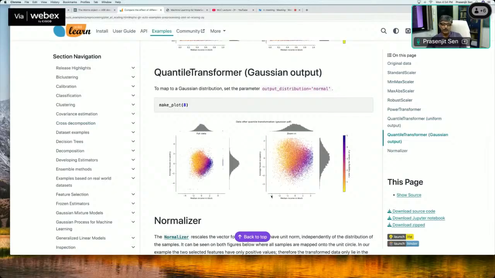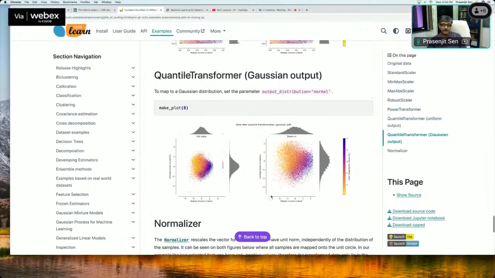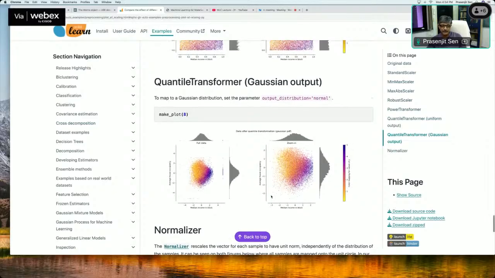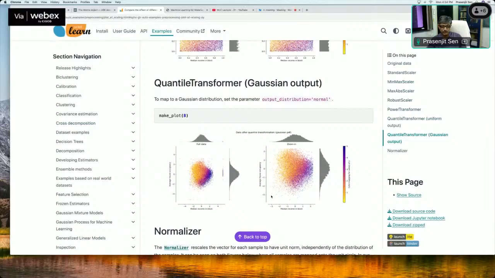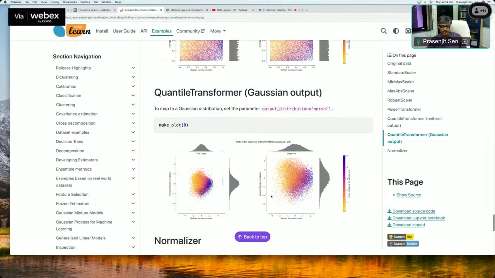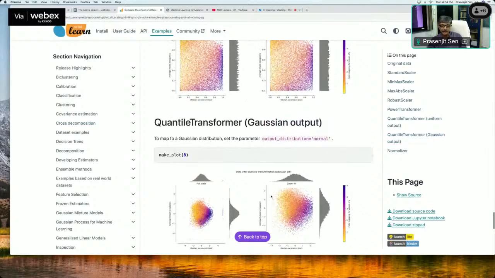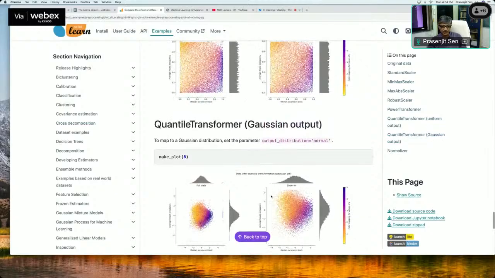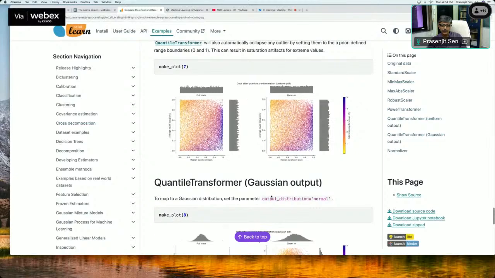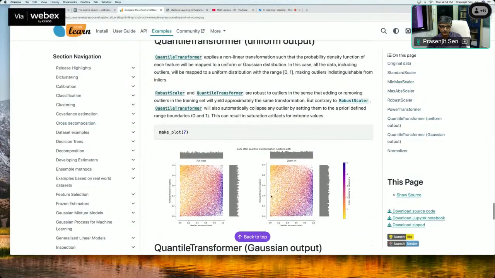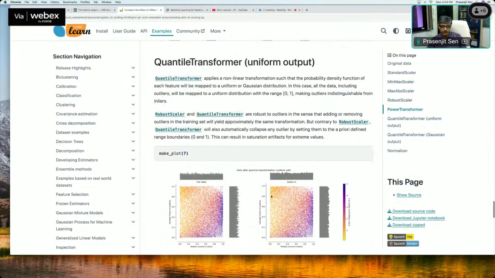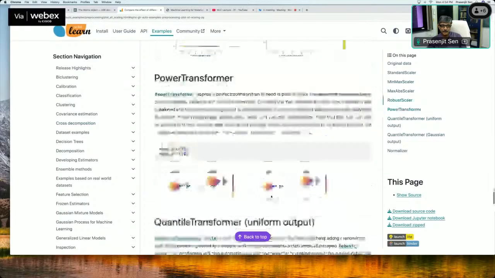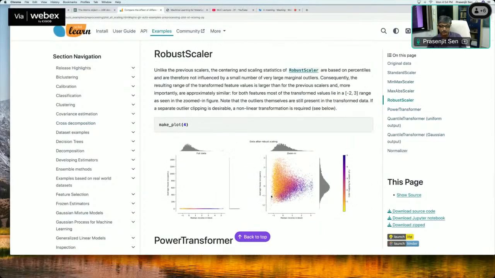So what you have to carry from here is that you have to understand what your feature is, what sort of distribution it has, what values it has, and if there are outliers, then you have to be careful about which transformer you use. The quantile transformer or the robust scaler work better when you have outliers.